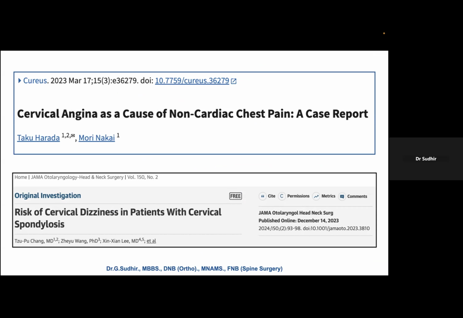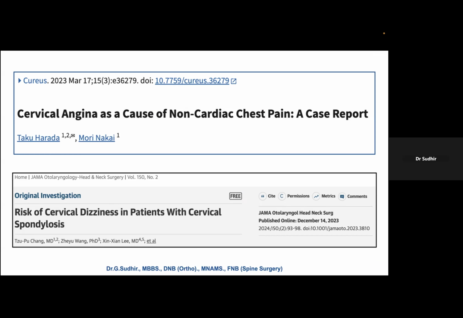ECGs, do not take it for granted that it is non-cardiac chest pain. There have been various instances where a patient will present to you with vague upper limb pain and vomiting in episodes. It could be an inferior MI. And cervical dizziness has been reported in cervical spondylitis in about 10 to 12% of patients. It could be due to various reasons, predominantly proprioceptive.